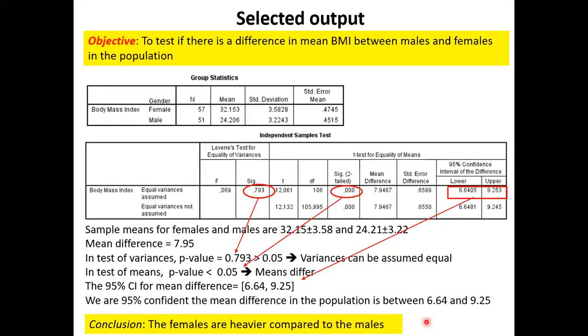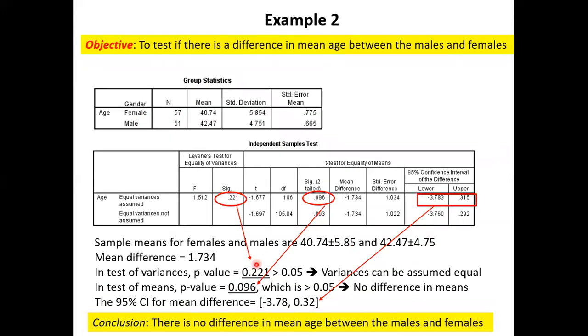That's my objective. In the previous example, evidence shows there's a difference. If they're different, who's higher? Females are heavier compared to males. Here, the evidence shows there's no difference. So you say there's no difference in mean age between males and females.